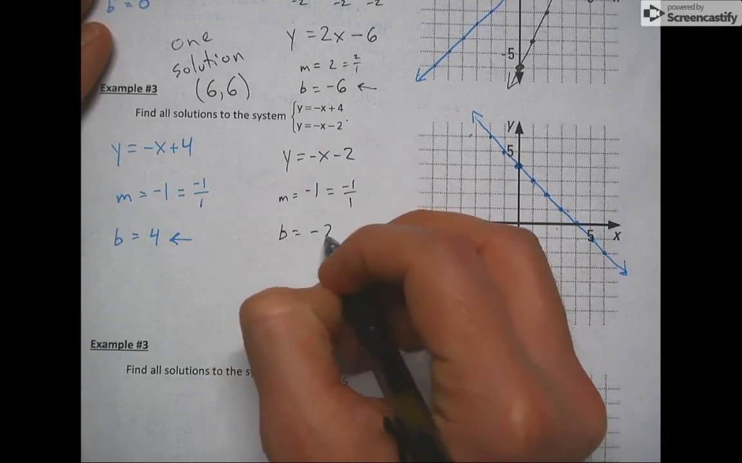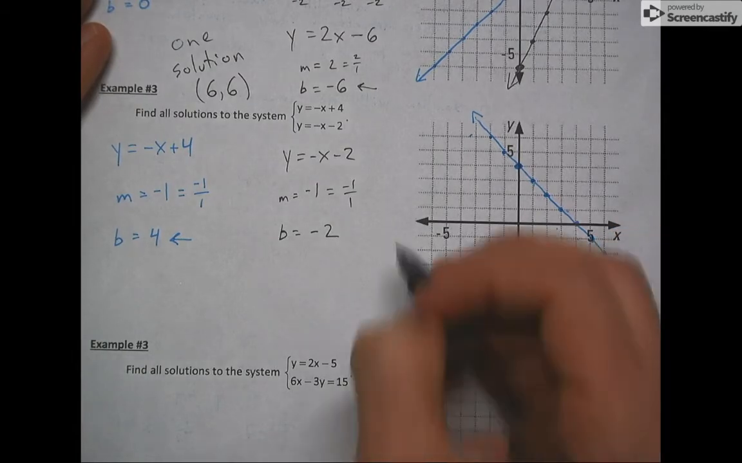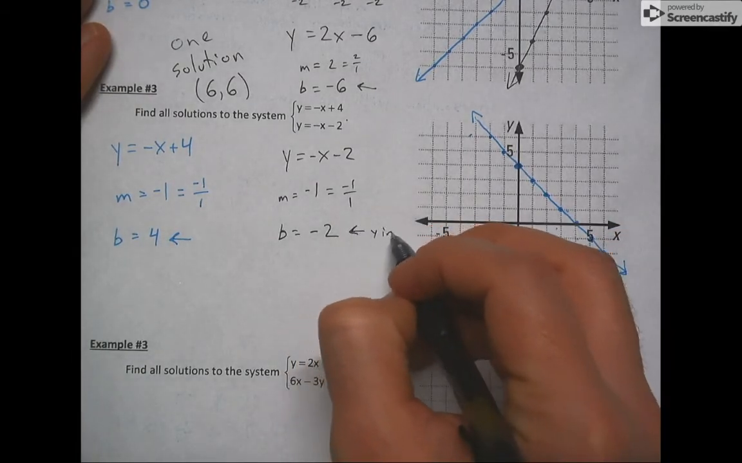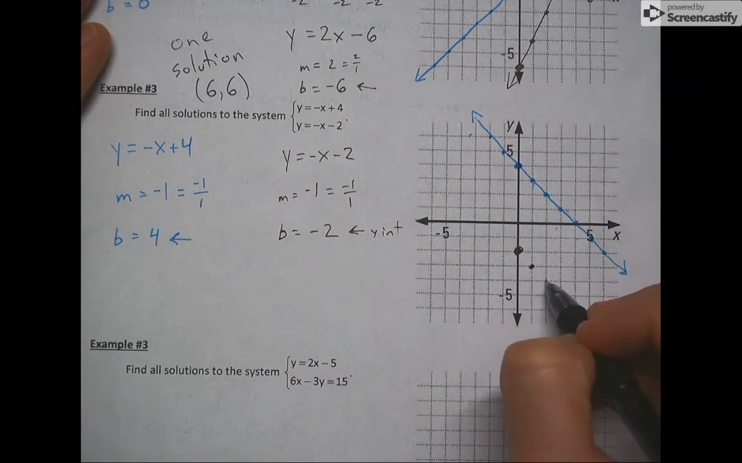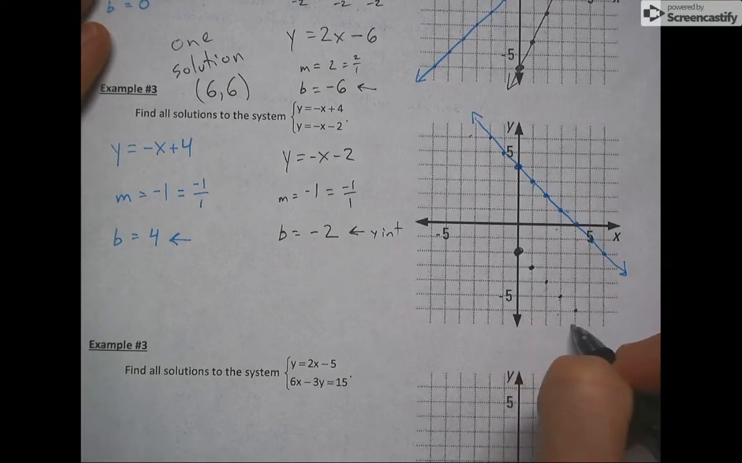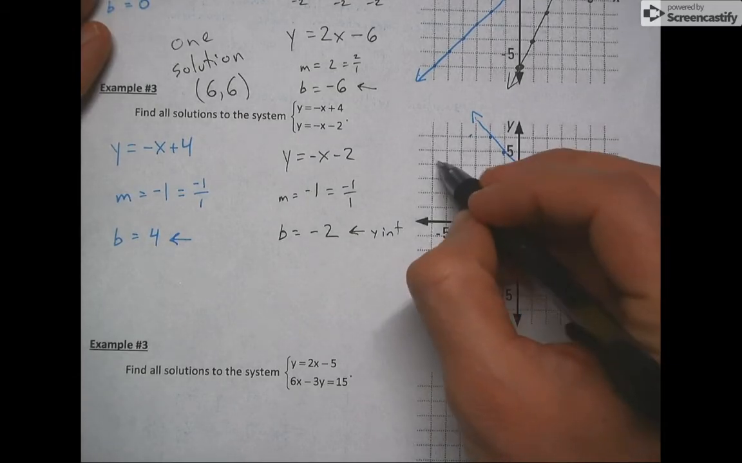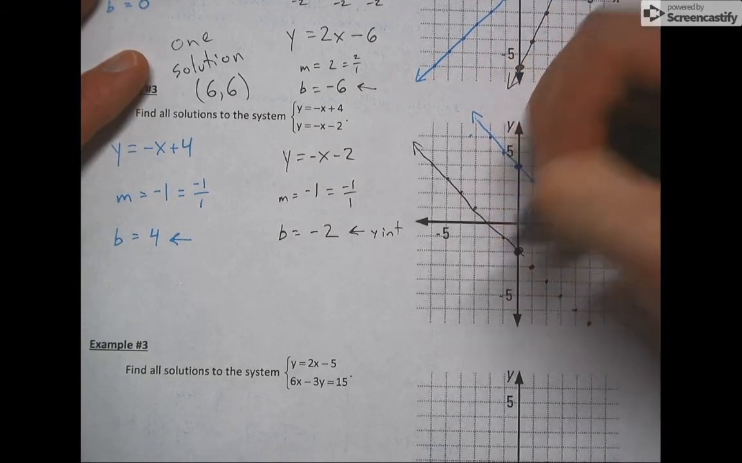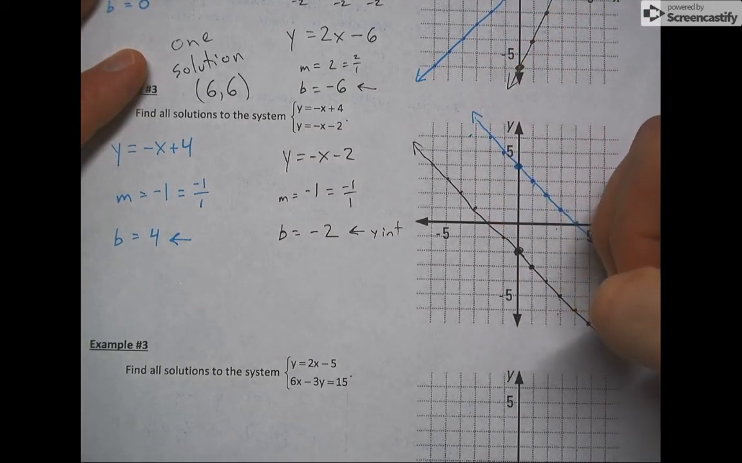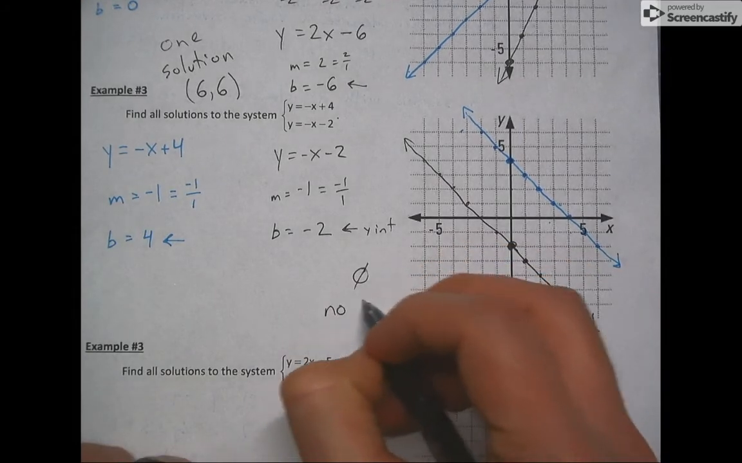Y-intercept is negative 2. So we're going to start at negative 2 on the y-axis. That's your y-intercept. And we're going to use our slope, down 1 over 1, over and over and over. And if you can start to visualize this, if it is going down at the same rate as the other line, if the slope is the same on both of your lines, they're going to run exactly the same, and they are never going to cross. So there is no solution here.